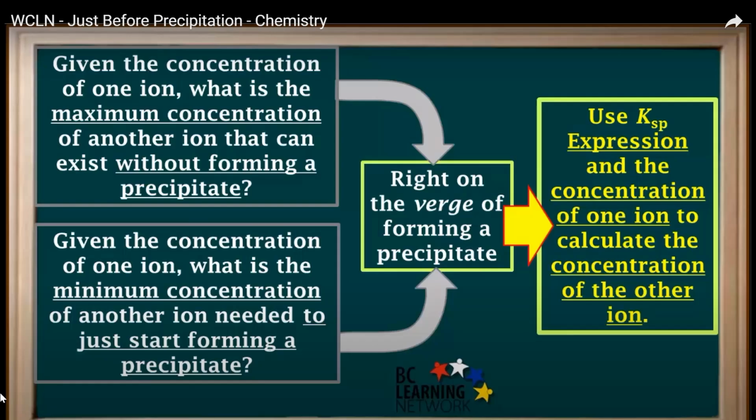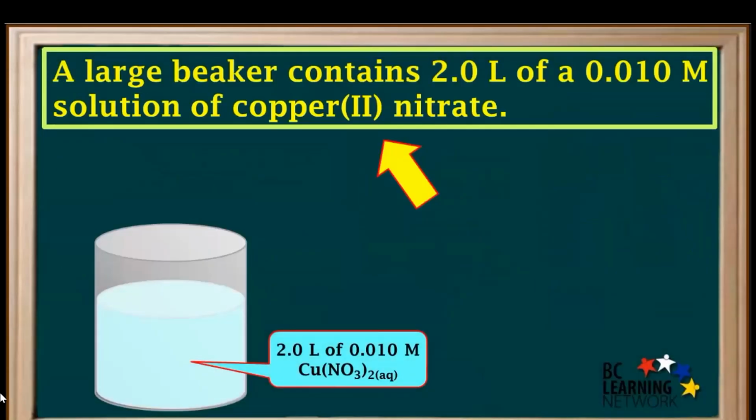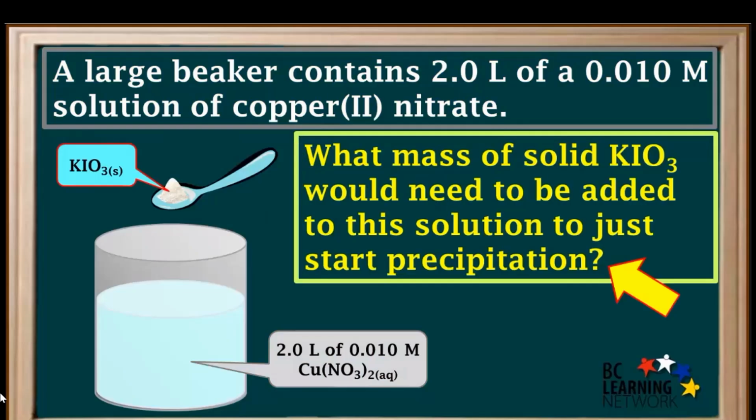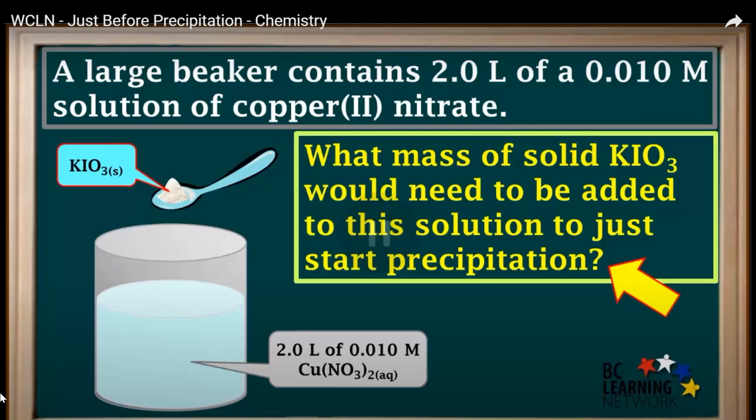Let's do an example problem. We are given that we have 2 liters of 0.01 molar copper nitrate solution in a beaker. We're asked the mass of solid KIO3 that would need to be added to this solution to just start precipitation. So, is this dump and stir or is this mix and match?